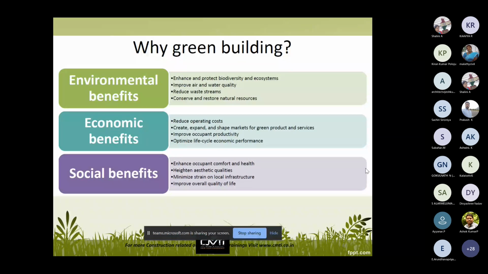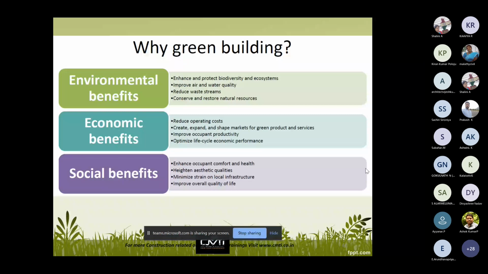There are net zero buildings coming up. Net zero means they need not take any resources from the outside, maybe electricity or water or solid waste, everything they can have in their own building only. That is the net zero. You need not depend on the local infrastructure, and it improves the overall quality of life.